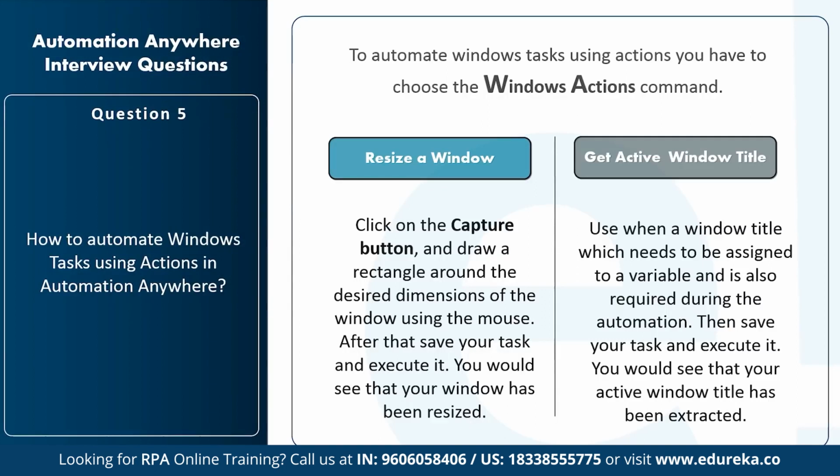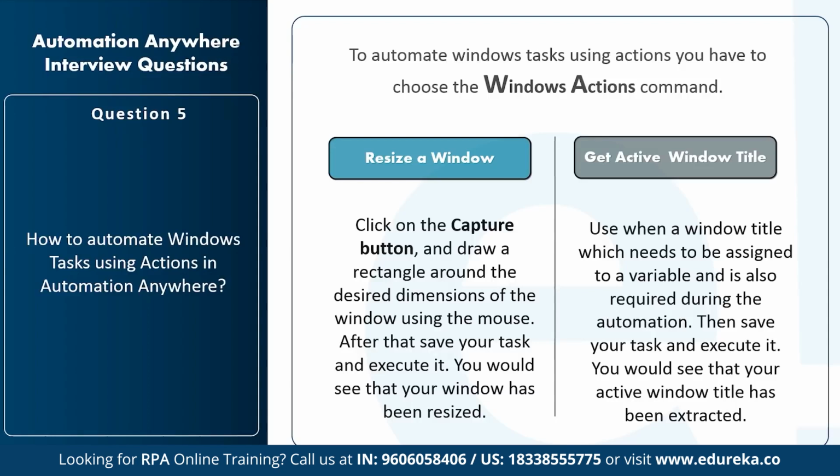So for example, if you want to resize a window, you have to click on the capture button and draw a rectangle around the desired dimensions of the window using the mouse. After that, you can just save the task and execute it. You would see that your window has been resized. Similarly, if you want to get the active window title, you can get it and assign it to a variable, and then save your task and execute it so that you can see that the active window title has been extracted.